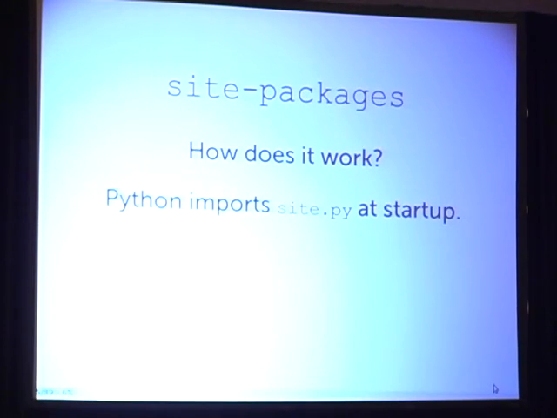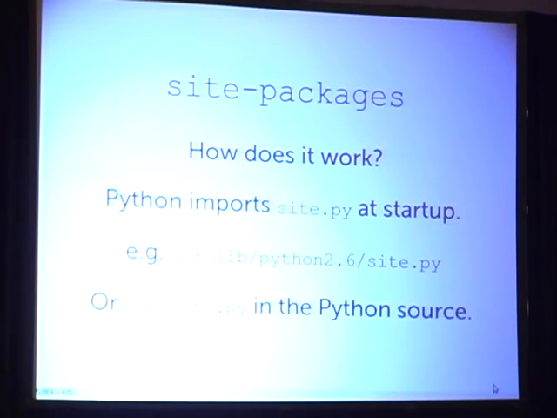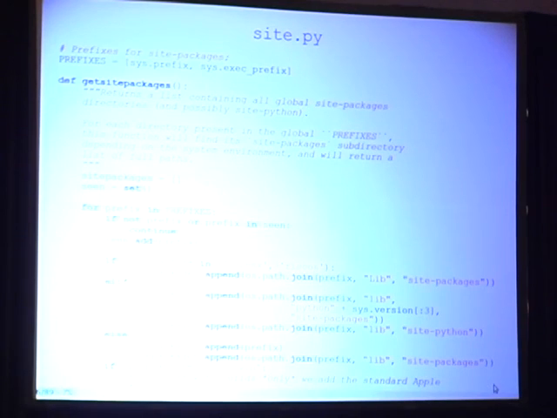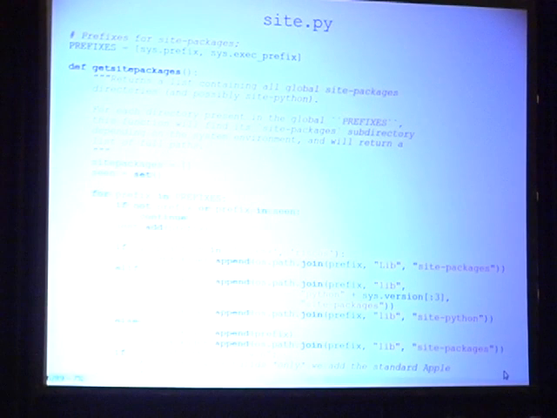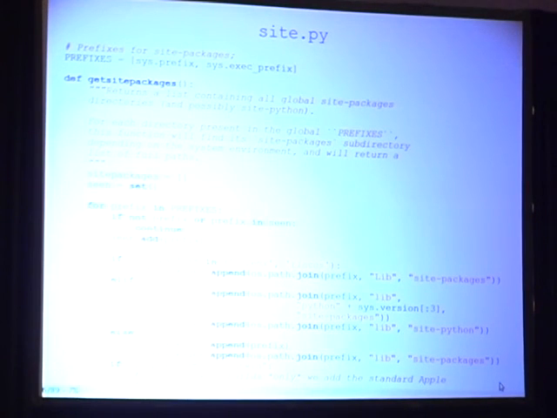The way site packages happens is that when Python starts up, it automatically imports a module called site.py, which lives in the standard library. Or if you're looking for it in the Python source tree, it's under Lib/site.py. You don't need to read all of this. This is a bit of code out of site.py, and this is the bit of code that determines where site packages is. So this is where we need to look if we're trying to change the location of site packages for our virtualenv.